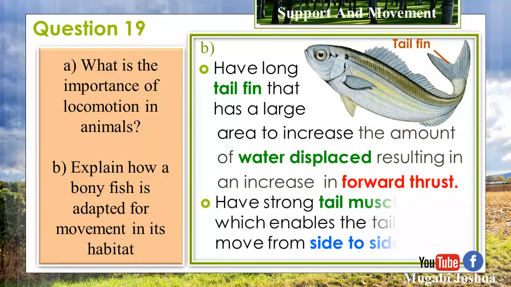Secondly, they have a long tail fin that has a large area to increase the amount of water displaced, resulting in an increase in the forward thrust. That is another adaptation: a long tail fin with a large surface area that increases the amount of water displaced, which results in increased forward thrust.